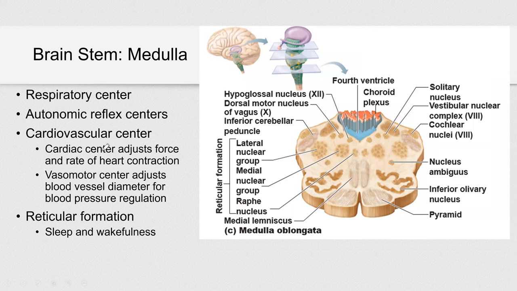The cardiovascular center, or cardiac center, adjusts the force and rate of heart contraction. The vasomotor center adjusts blood vessel diameter for blood pressure regulation.